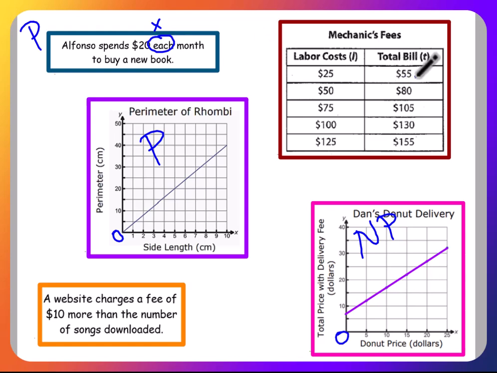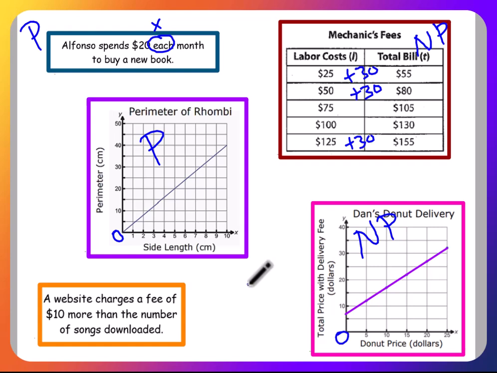Here with the table, is this multiplicative or additive? Well, I know to turn 50 into 80, I'm going to have to add 30 because I can't multiply 50 by a number to make 80. And when I add 30 to the 25, that gives me 55. Let's try it with 125. If I add 30 to 125, I get 155. So this is an additive relationship. Does it make it proportional or not proportional? Not proportional. Proportional is only multiplicative.